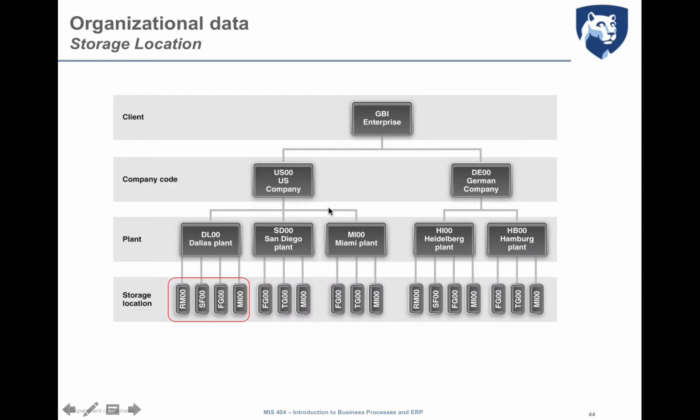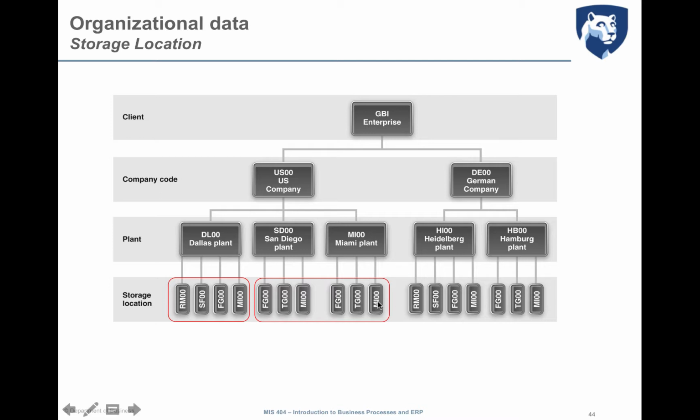Instead, if we look at the GBI case, we have these storage locations that you see represented in the slides for the different GBI plants. In particular, as you can see, the Dallas plant has 4 storage locations: for raw materials, for semi-finished goods, for finished goods, and for miscellaneous materials. The Miami and San Diego plants instead have 3 different storage locations: for finished goods, for trading goods, and for miscellaneous materials.